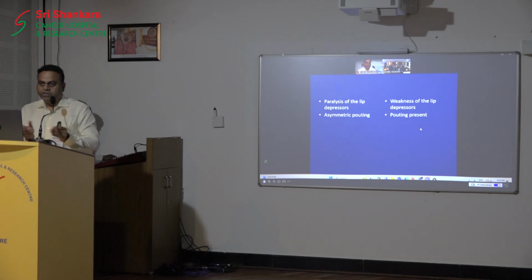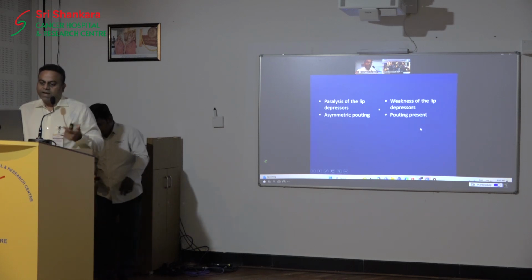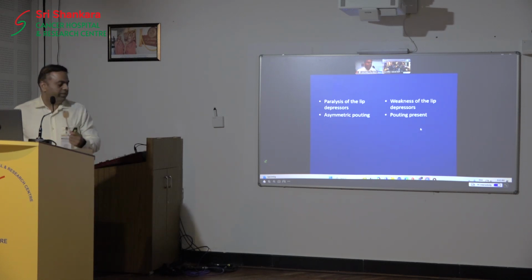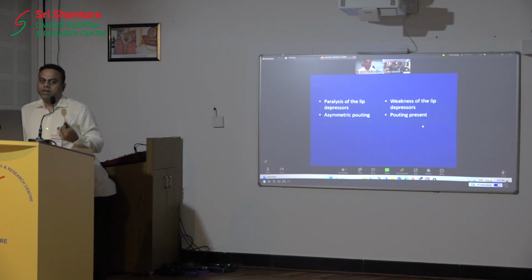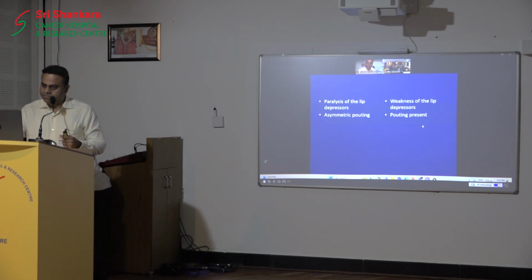What is the difference between these two? We can make a difference in the marginal paresis compared to the cervical branch. In the marginal paresis, as seen earlier, the depressors get paralyzed, and along with that the mentalis. Because of this loss of mentalis, there will be an asymmetric pouting, and we can see it in the next picture. Whereas in the cervical branch, if you sacrifice it, there will be a weakness of the lip depressors, but the pouting will be intact.